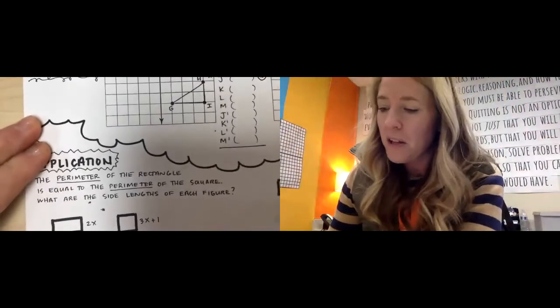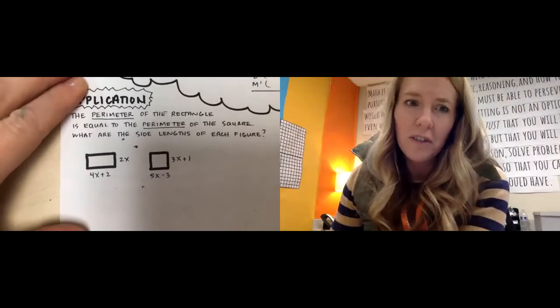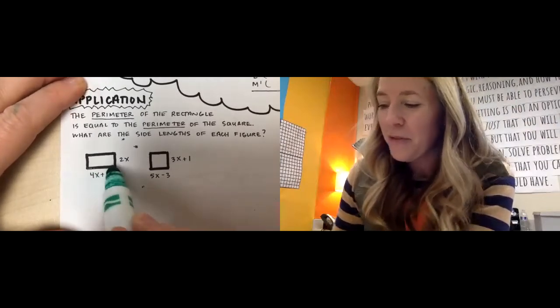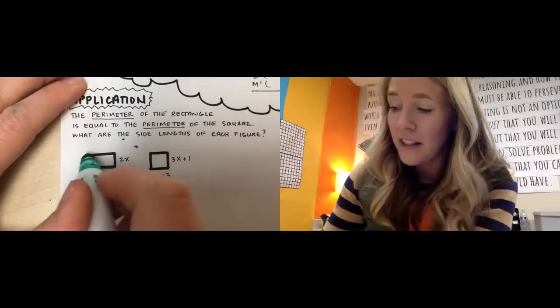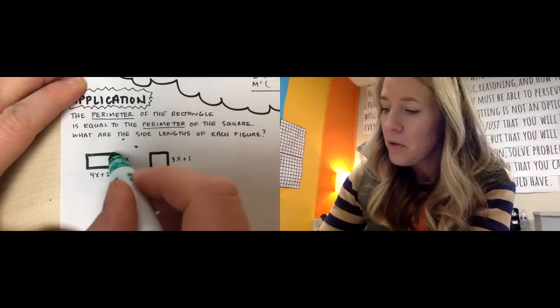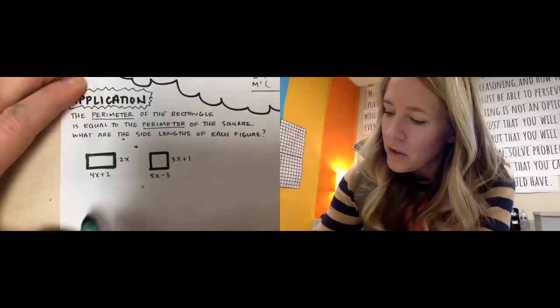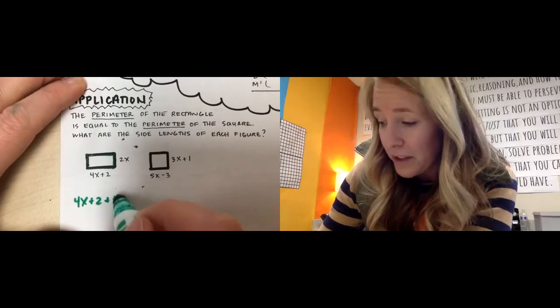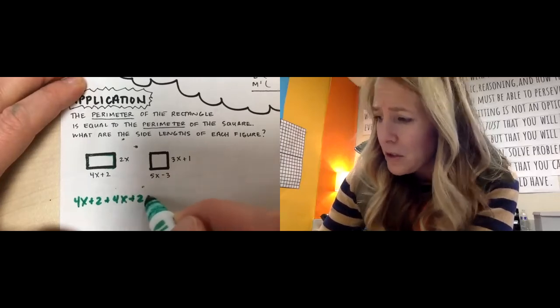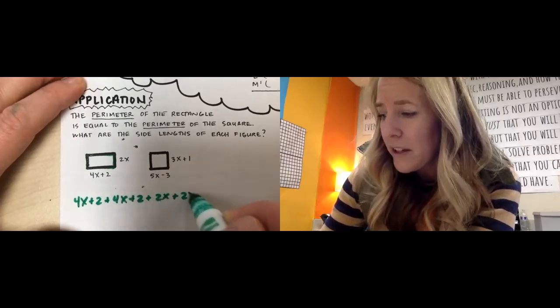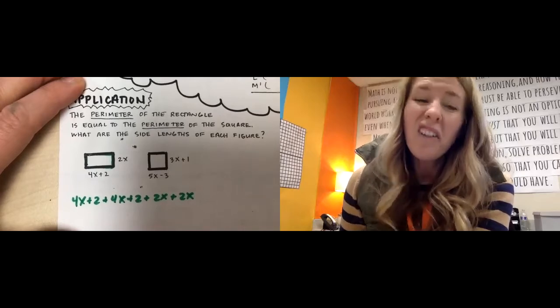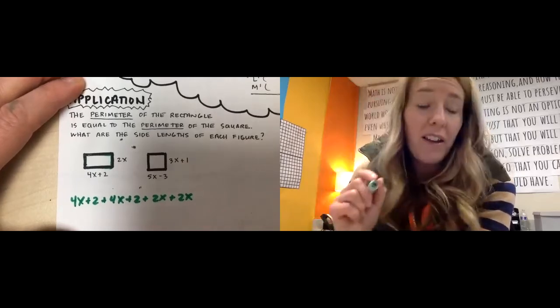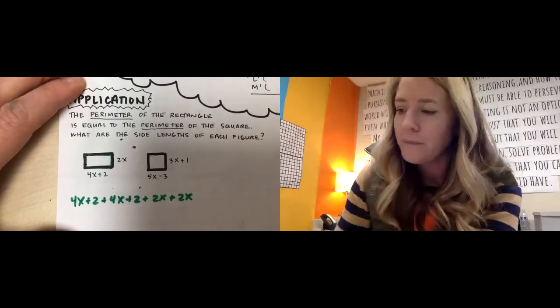So what I'm going to do is write an equation. I know, crazy, right? If I know that this side is 4x plus 2, I know that the other side is 4x plus 2. If I know that this is 2x, then I know that's 2x. So if I have 4x plus 2 plus another 4x plus 2 plus 2x plus 2x, oh my goodness gracious, that's a lot, but that's all the sides. If I add up all that stuff, that's the perimeter of my rectangle.